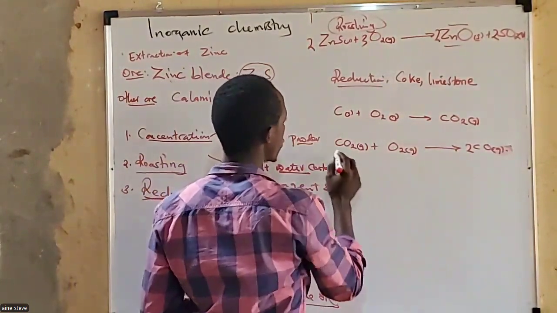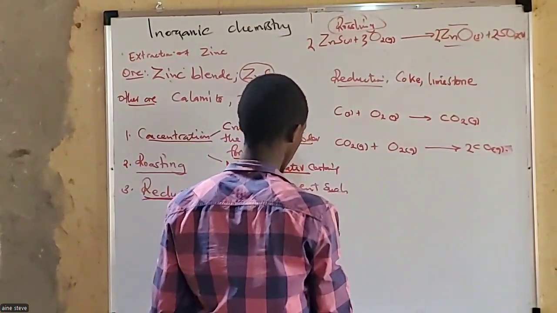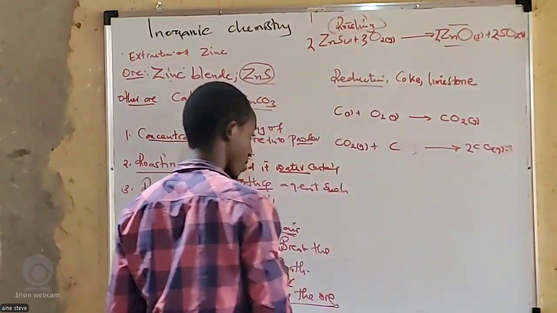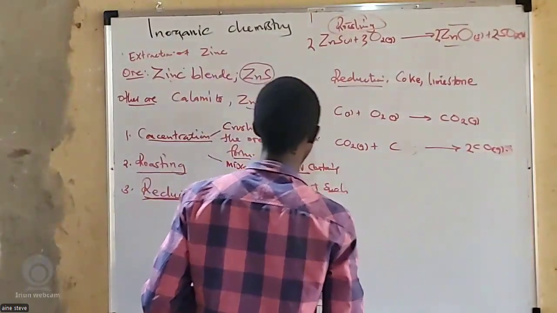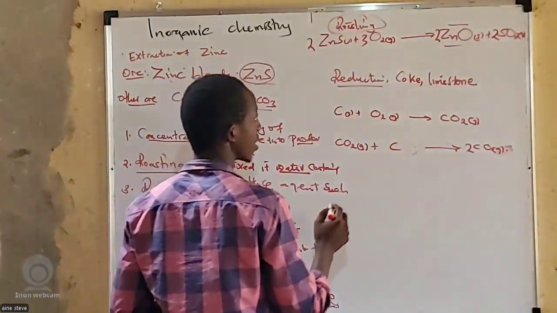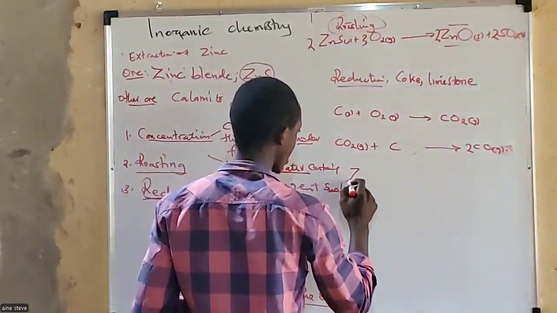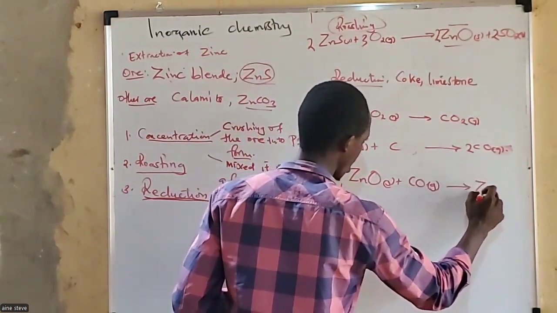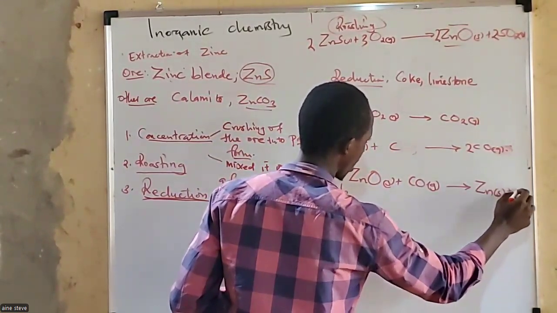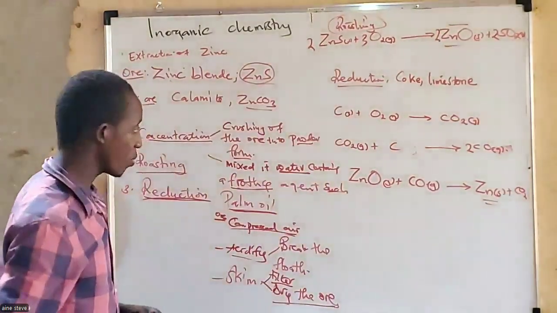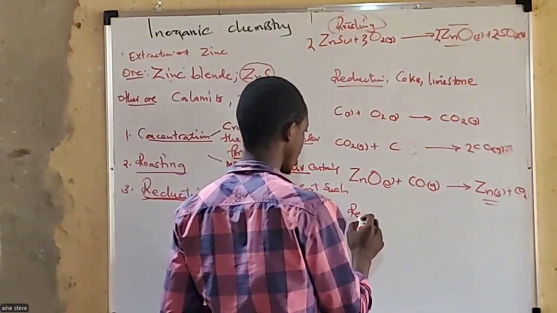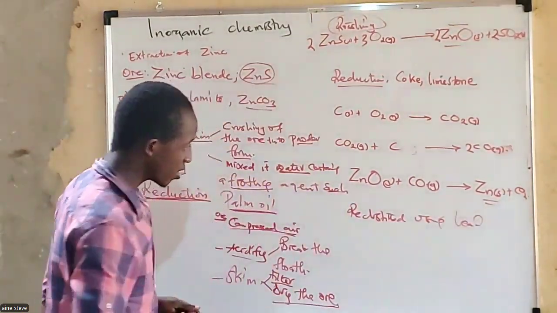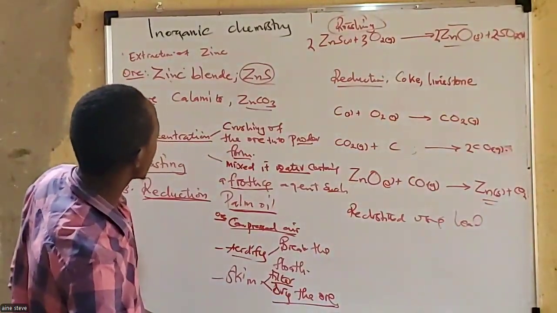So now the carbon monoxide formed is the one that is going to reduce the zinc oxide. So the zinc oxide reacts with carbon monoxide gas to give us zinc plus carbon dioxide. So this is our zinc that we have obtained. Now the zinc obtained is redistilled using lead. So we would have obtained our zinc.